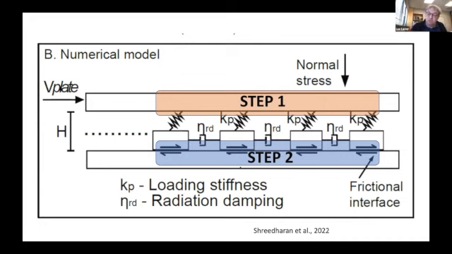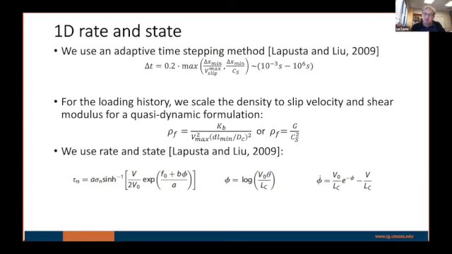Okay, and we're gonna repeat that. It's an explicit method, so it's a 1D rate and state method. So we use an adaptive time stepping method from Lapusta and Liu. But since we are also trying to use this dynamic relaxation method to calculate the elastic part, we have to use this inertial damping, and also this fictitious mass to match the quasi-dynamic, or sometimes we can also have the fully dynamic simulation.